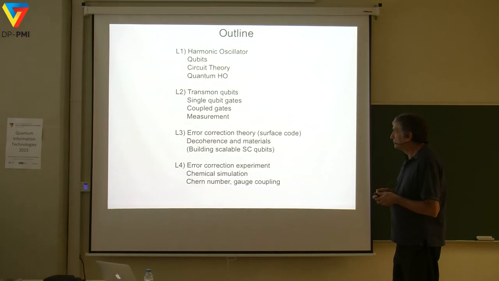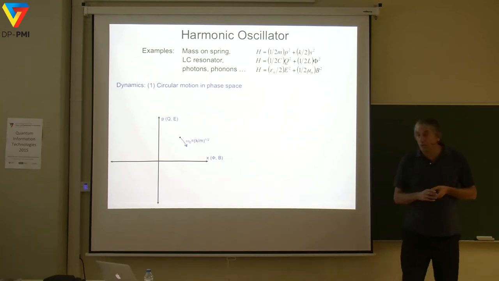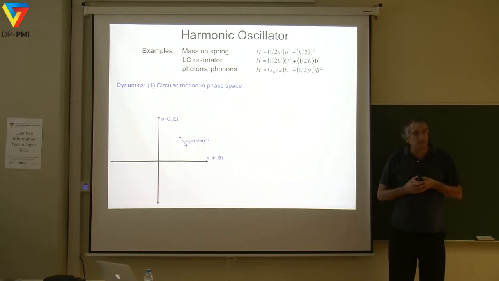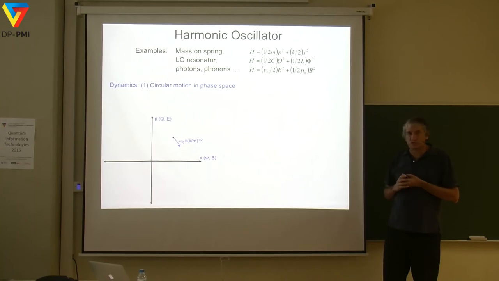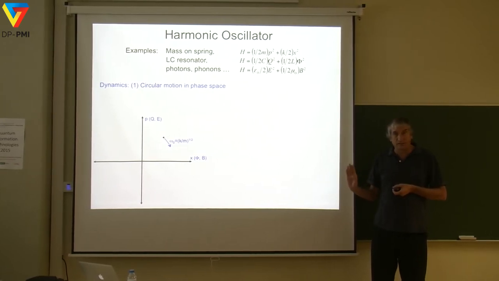I'm going to start with a discussion of the harmonic oscillator. These electrical circuits are linear circuits. You can build oscillators out of them, described by harmonic oscillator physics. So I'm going to review that, and then I'm going to show you how we use the nonlinearity of the Josephson junction to make interesting qubit states. But we have to review harmonic oscillators first.